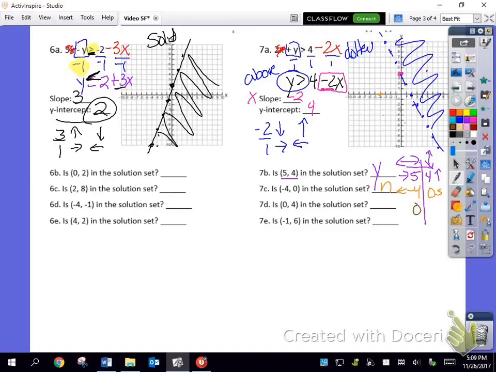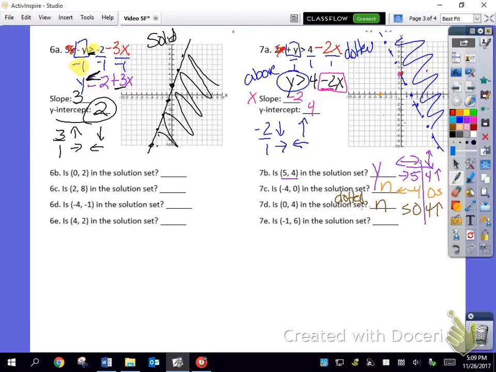And (0, 4), you stay put and you go up. So now I go up and I am in the shaded... no, I'm on the line. Now I'm on the line, and so it's dotted. And since it's dotted, that would be a no.